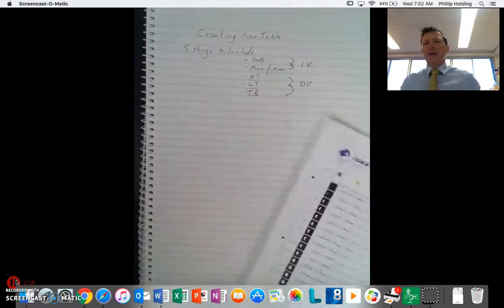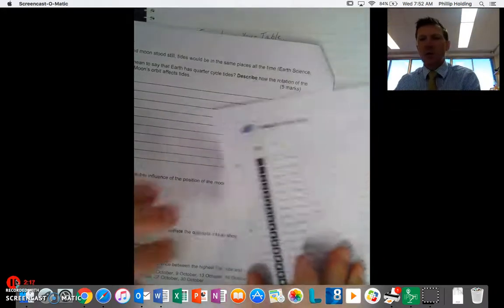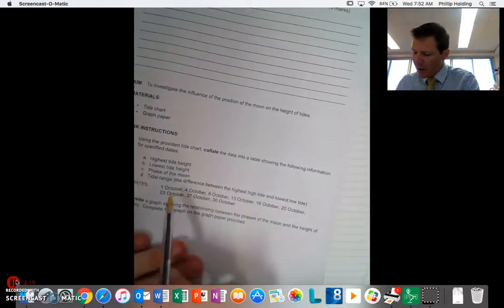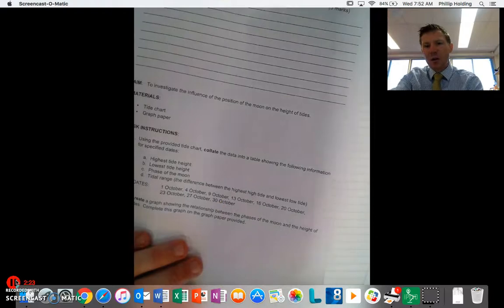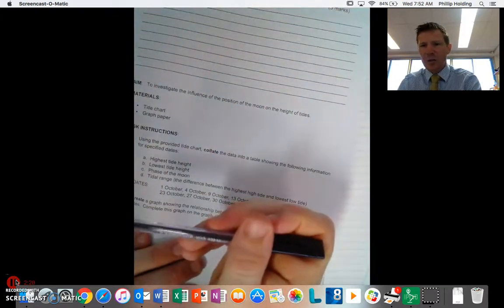Now, in order to work out how many rows we need down and how many columns we need across, we need to know what kind of information. Here we've got 1, 2, 3, 4, 5, 6, 7, 8, 9. We've got 9 dates going down, plus the row at the top. So that's going to be 10 rows that we need.